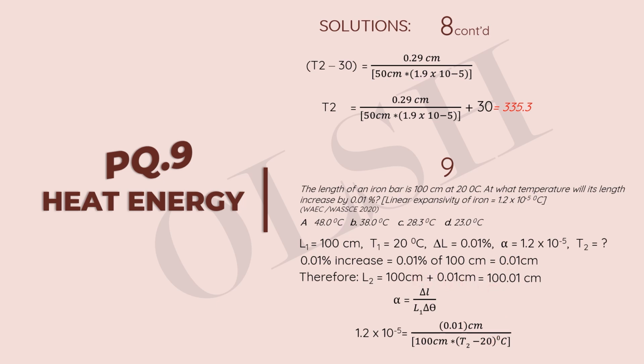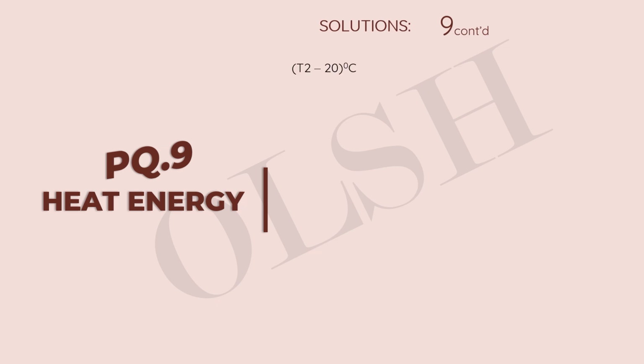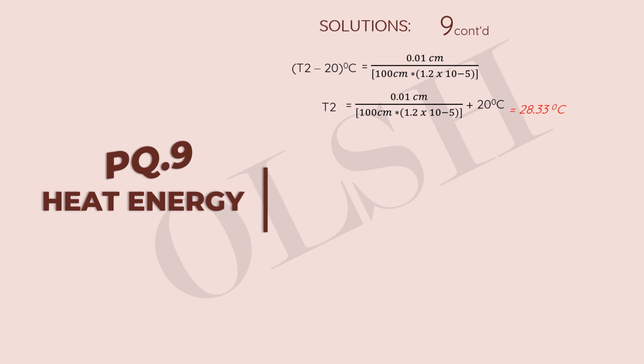Okay, so we find a way to make T2 the subject of the formula. If we do so, we're going to have 0.01 divided by 100 times the linear expansivity. Then we add all that to 20 degrees Celsius, and we get our answer to be 28.33 degrees Celsius. So these are the steps you can follow to solve that problem.